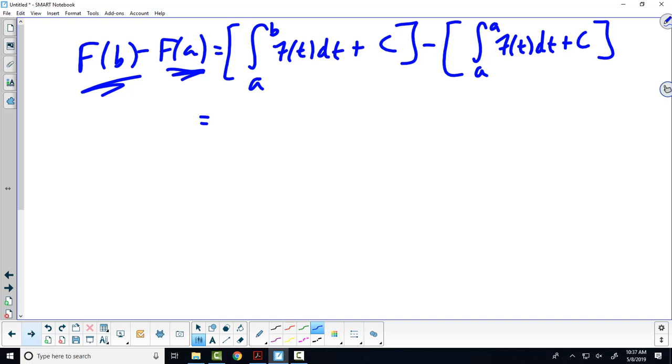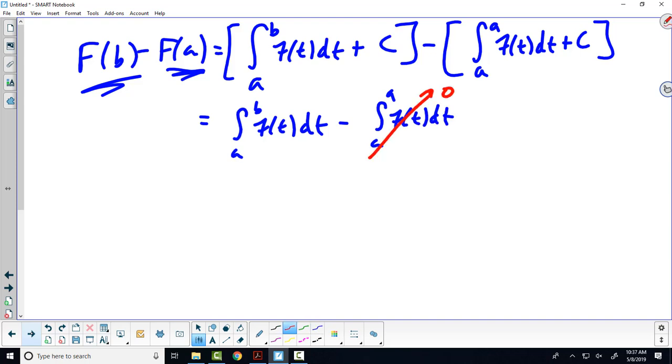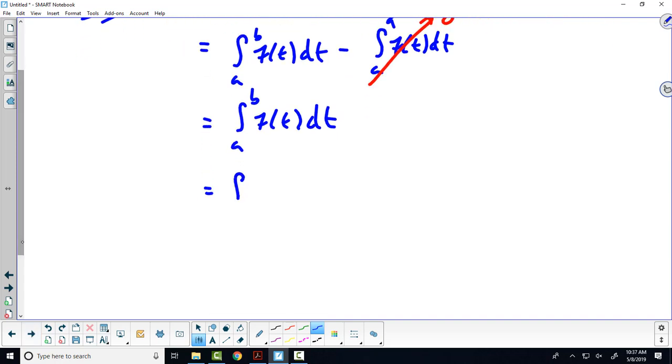Okay. So what am I left with? I'm left with the integral from a to b of f of t dt minus the integral from a to a of f of t dt. But what is the integral from a to a? 0. So what am I left with? The integral from a to b of f of t dt. Why was t there all along? It was a dummy variable holding the place of whom? X.